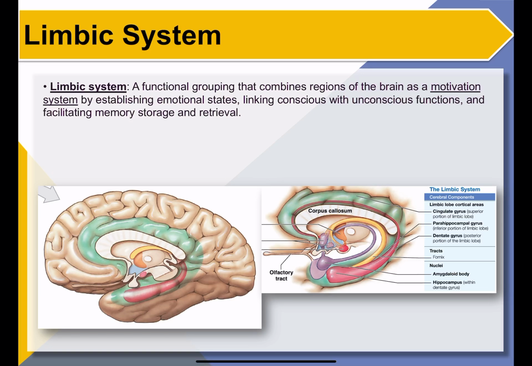So within the central region of the brain, there are parts that together are called our limbic system. So this whole area right here, the limbic system, combines regions of the brain that act as a motivation system that establishes our emotional states, linking our conscious with unconscious functions, and facilitating memory storage and retrieval, and sometimes blending the two together where we can recall memory that can lead to certain emotions.